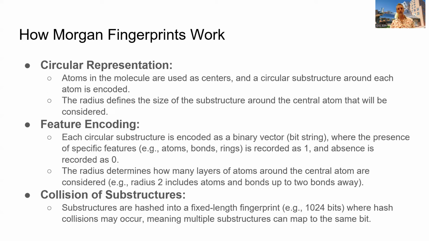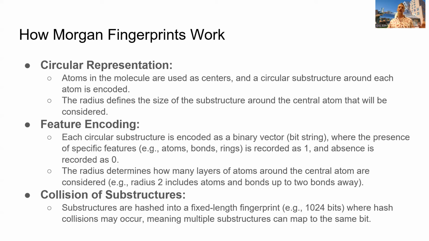So how do they work? Like I said, each atom in the molecule is used as a center, and then substructures around each of those atoms are encoded. At radius zero, we're looking at only each atom by itself. Then we're going to take that atom and put it through a hashing function, and let's say it's going to pull out the number seven. Then we go to our vector, which is generally a binary vector, so it's a bit vector. We go to position number seven, and we put the number one there.